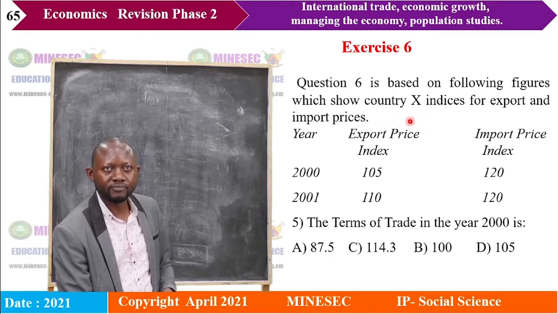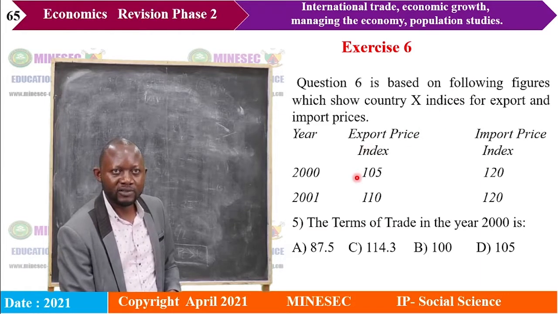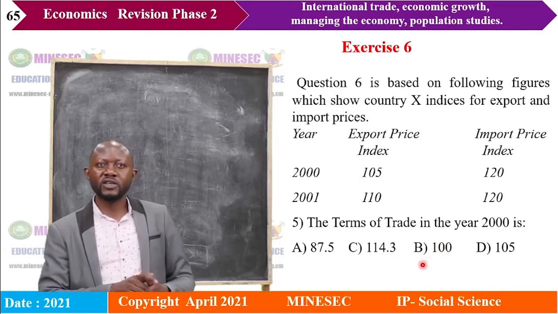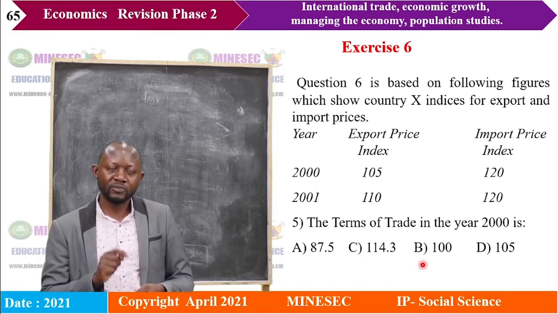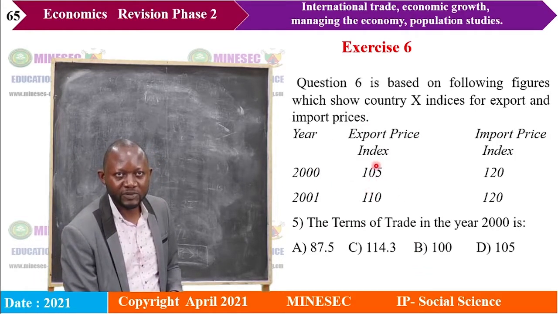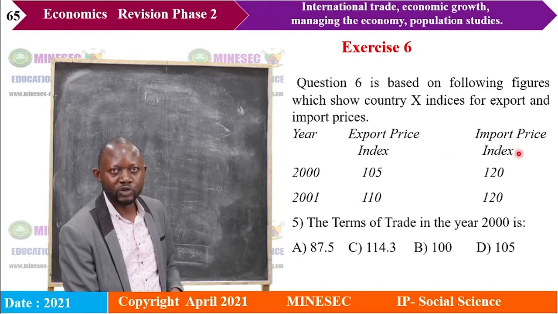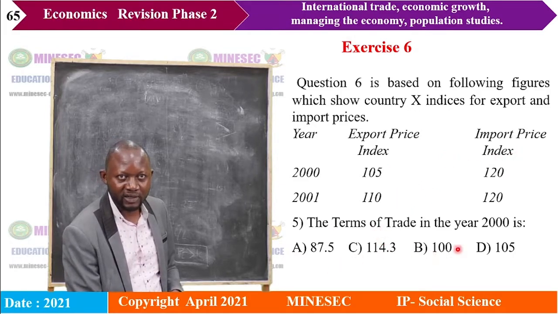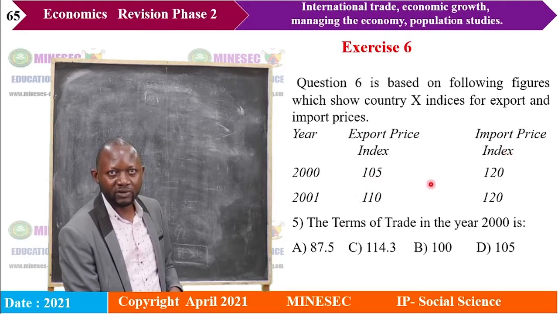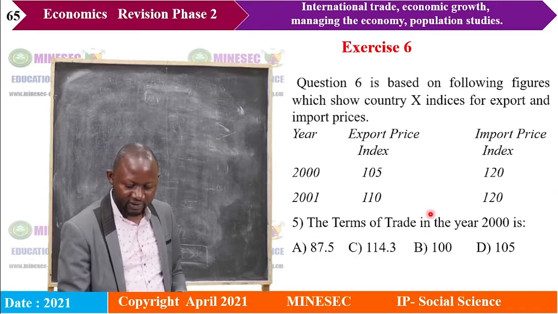The question is based on the figure which shows country X's indices for export and import. They said the terms of trade in year 2000 is. Now looking at the alternative answers, we know that terms of trade is calculated by index of export prices over index of import prices. We equally know that at the year 2000, the export price index is less than the import price index, as we have seen here, which means it's an unfavorable situation. Among the answers, the one that is less than 100 is only A. If not, we'll still calculate: 105 divided by 120 times 100 gives us 87.5. So the right answer there is A.